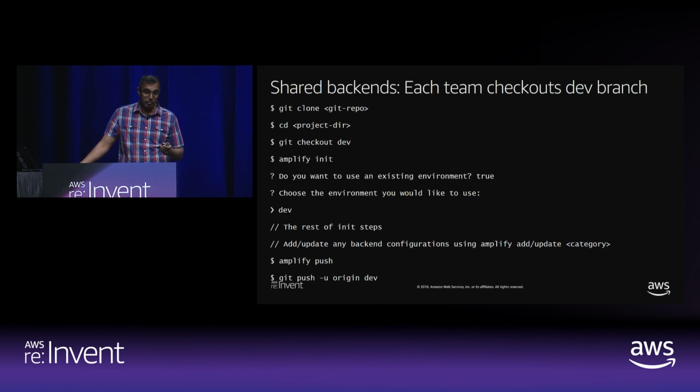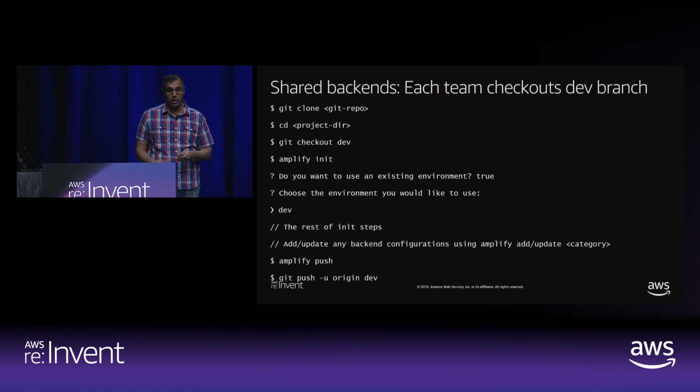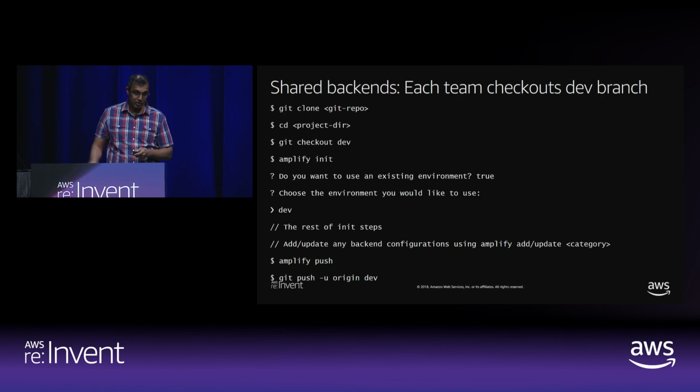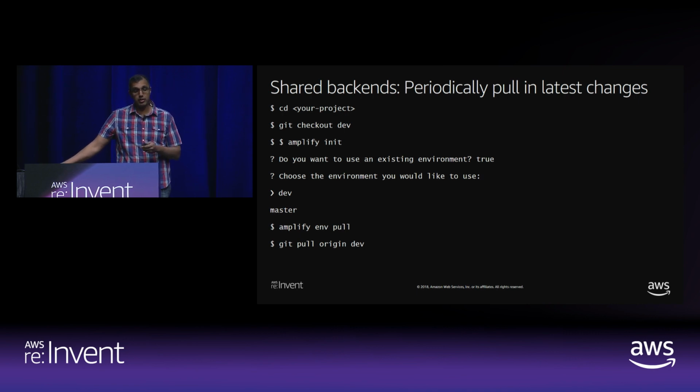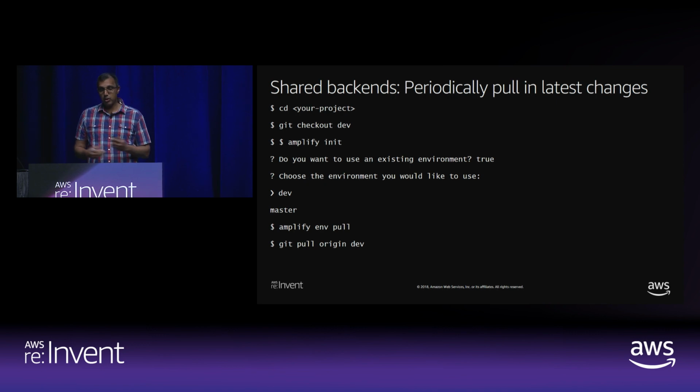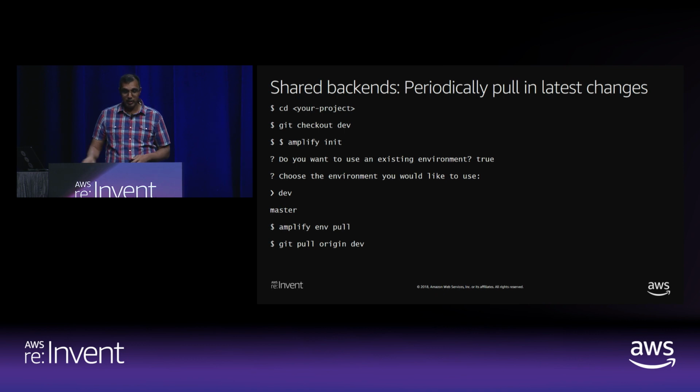Alternatively, we also support shared backends. So in this case, each team would check out the same branch. One or both of them may be working on the back end, and then we have a facility, which you can see at the bottom here, called Amplify Environment Pull, to sync the back end changes into your source control repo. So that allows multiple parties to work on the back end at the same time, but still use Git as a means for merging conflicts. I'm not going to show that one today, but just a note that it is possible.